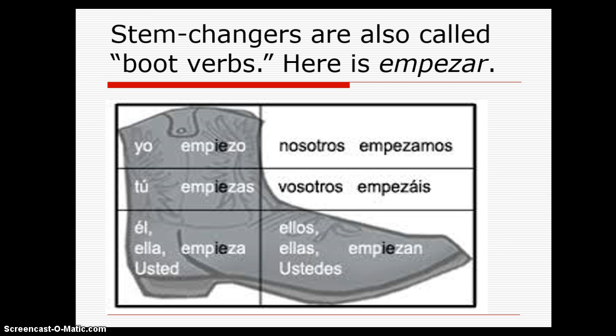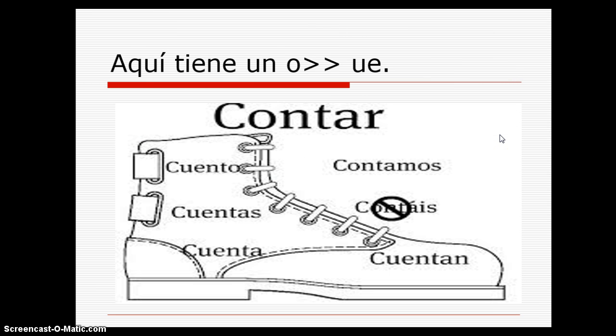Stem changes are also called boot verbs, and here's why. Okay, if we line up the conjugations three and three, basically everything inside the boot has a stem change, and everything outside doesn't. Here's empezar. Aquí tienes un verbo o, ue. Okay, so here's an o to ue verb. Cuento, cuentas, cuenta, contamos, contáis, cuentan. Notice that inside the boot we have the stem change, outside the boot no stem change.